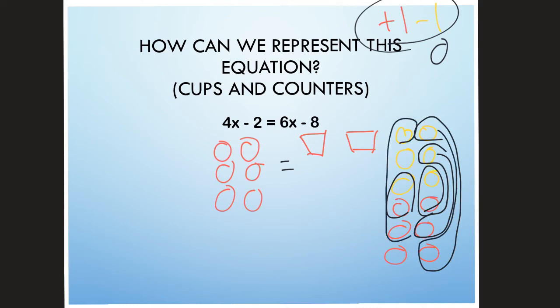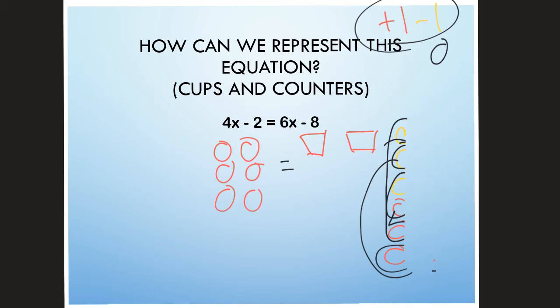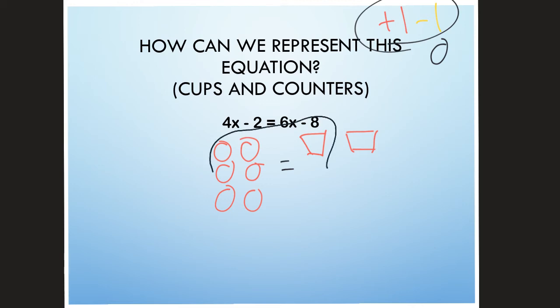So I'm just going to know that all that goes away. Let's erase all of those that are going to cancel. I know I had my 0 pairs. Now I'm left with 2 cups is equal to 6 counters. Well, that's easy enough for me to solve. I know that each cup must be equal to 3 counters.